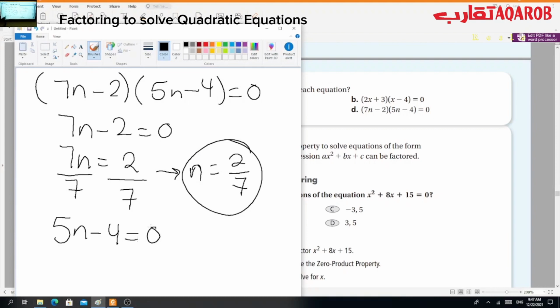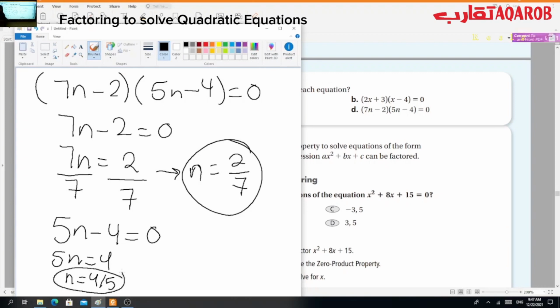Okay, it could be 0. So what I will do, I will transfer negative 4 to the other side, or use the inverse operation, which is addition again. So 5n equals 4, and n equals 4 divided by 5, it's 4 by 5. So this is another answer.